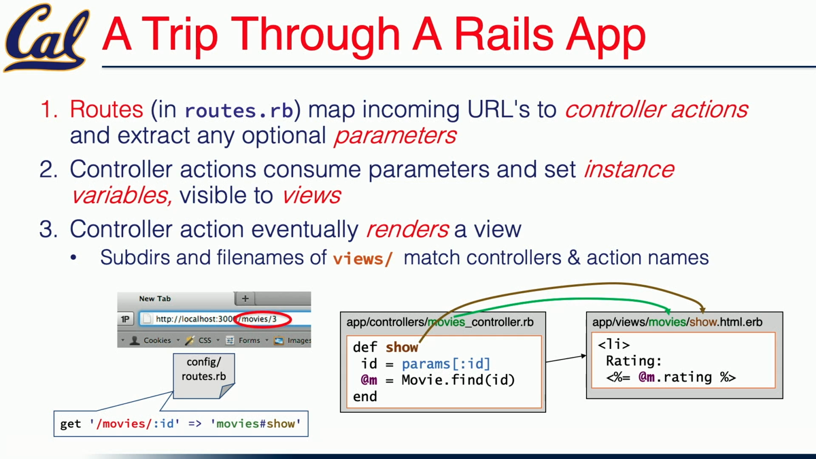And this is one of the simplest examples of it. And as we said, the controller action can set instance variables. So here we have the controller setting an instance variable M. And we see that in the ERB part of the view, it is dereferencing M.